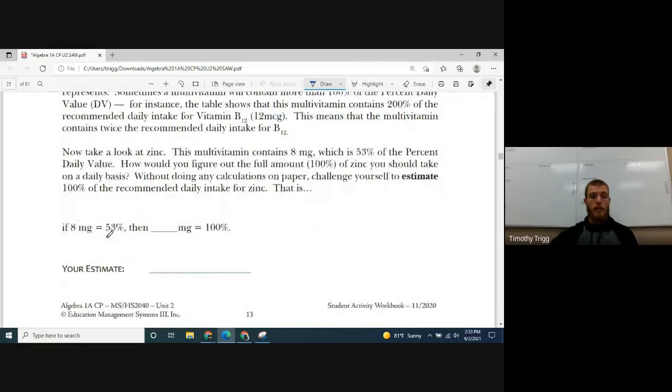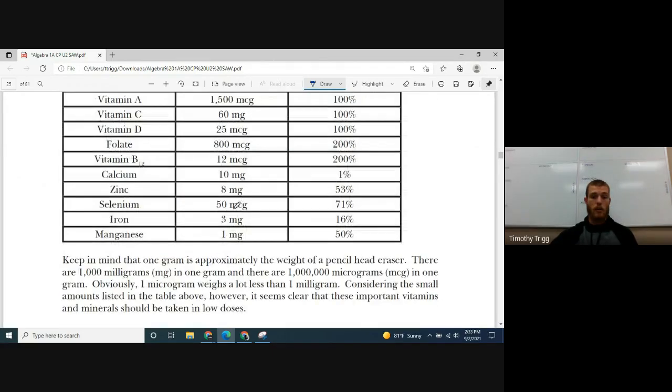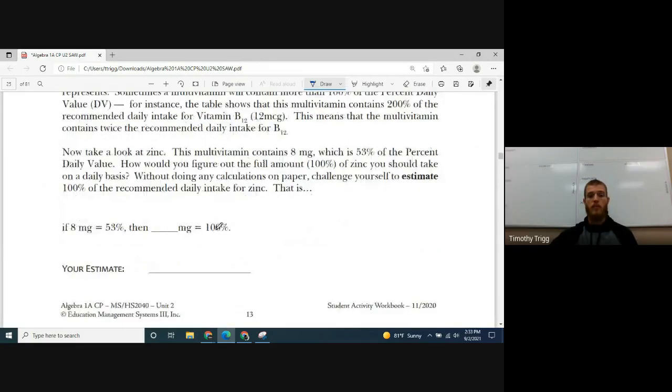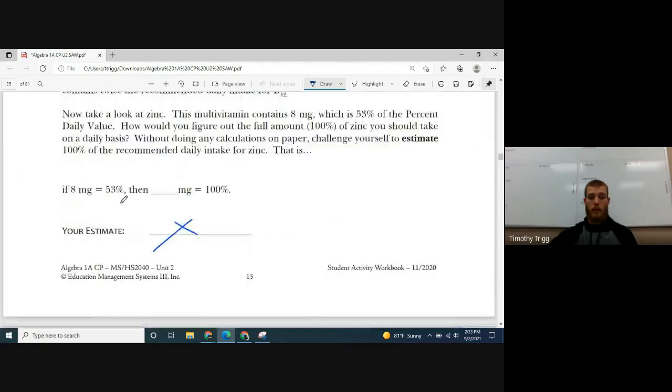So here in this problem, it says 8 milligrams is 53% of your daily value, right? That's what it shows here. For zinc, 8 milligrams is 53% of your daily value. So what would be 100% of your daily value? We don't have to estimate here. What we can do instead is simply calculate it. So if 8 milligrams represents 53% of our daily value, then how much would we need for 100% of our daily value?